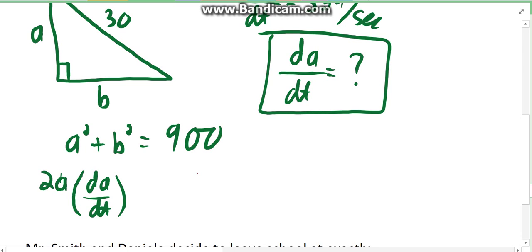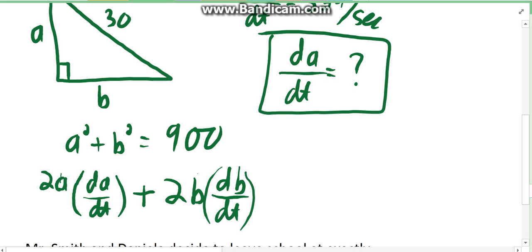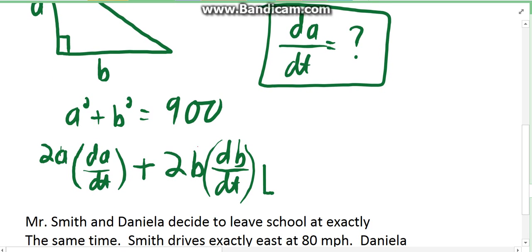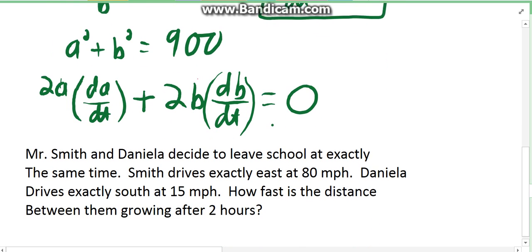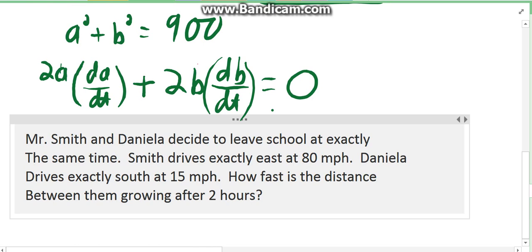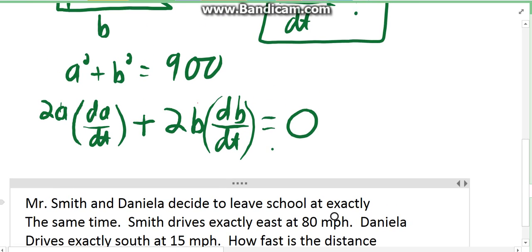Excellent. Thank you, AJ. So then what's the derivative of B squared going to be? 2B. There you go. 2B dB/dt. Cool. And that's going to equal the derivative of 900, which is 0.